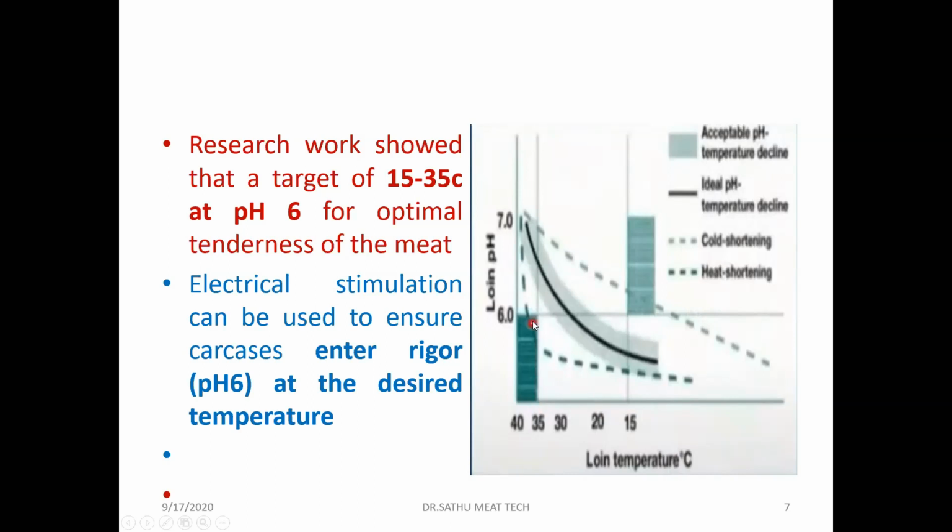As already told, if it is more than 35 when you are attaining the pH of 6, it leads to heat shortening. And if it is less than 15 or 10 degrees centigrade, it leads to cold shortening. I hope it's very clear what the electrical stimulation is doing. So electrical stimulation can be used to ensure that the carcass enters the onset of rigor, that is the pH of 6, at the desired temperature, between 15 and 35. I hope it is very clear.